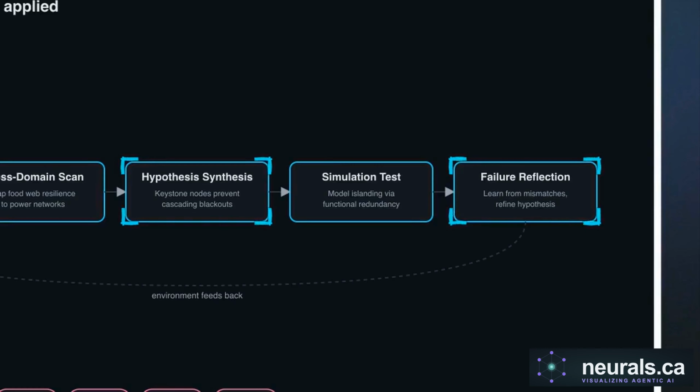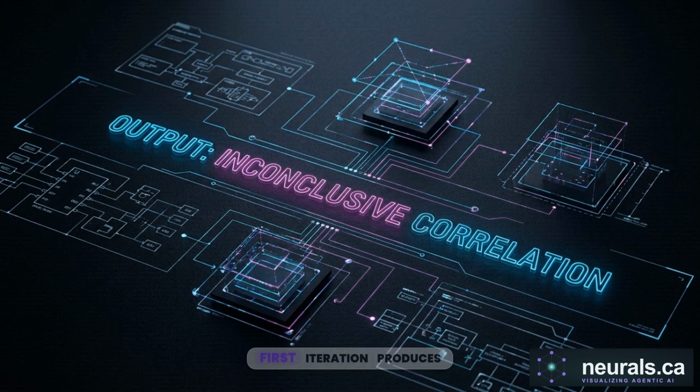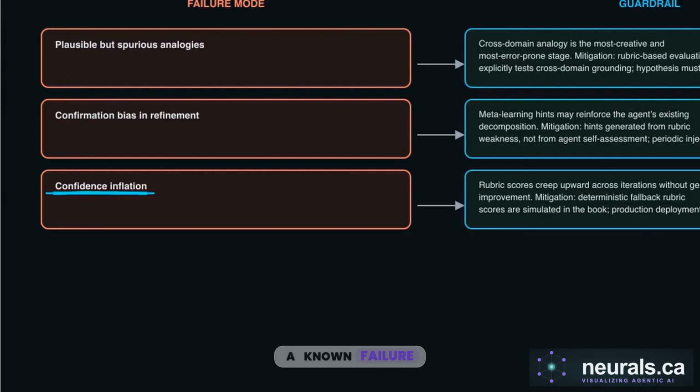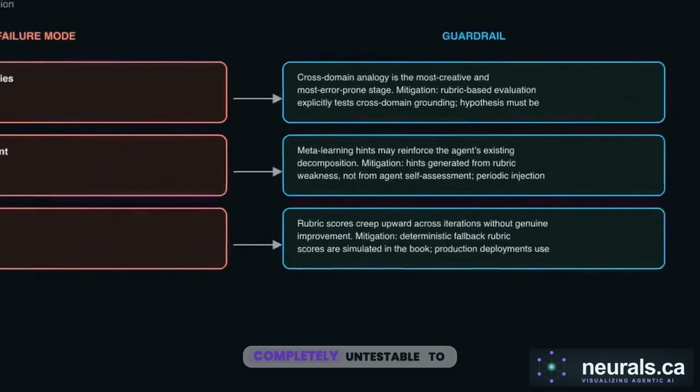Once mapped, the agent moves into hypothesis synthesis and failure reflection. The first iteration produces a vague claim. The model outputs, "resilience principles can inform grid strategies." This readout highlights a known failure mode called confidence inflation. The hypothesis is highly plausible and sounds intelligent, but it is completely untestable.